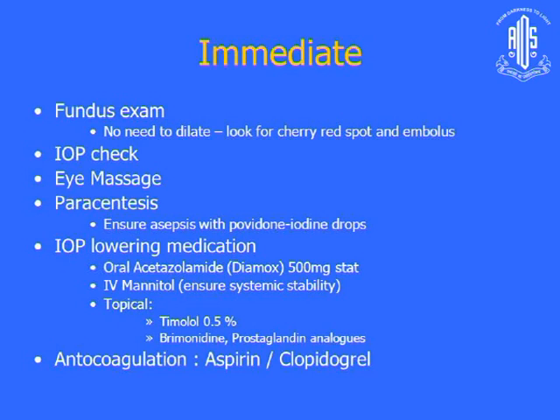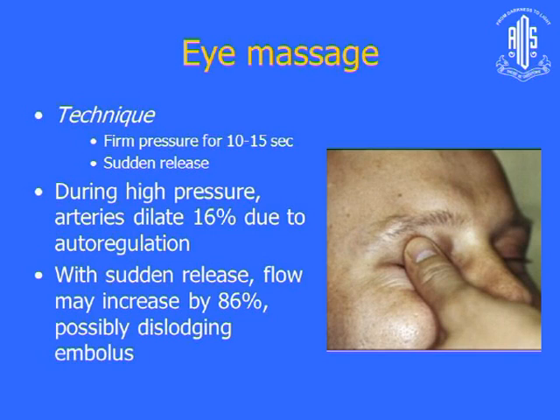Immediately, you need not dilate a CRAO, because usually there is an RAPD. So you can directly look for a cherry red spot and an embolus. Do check IOP and do an eye massage. And you can go for IOP lowering medication, or you can do a paracentesis.